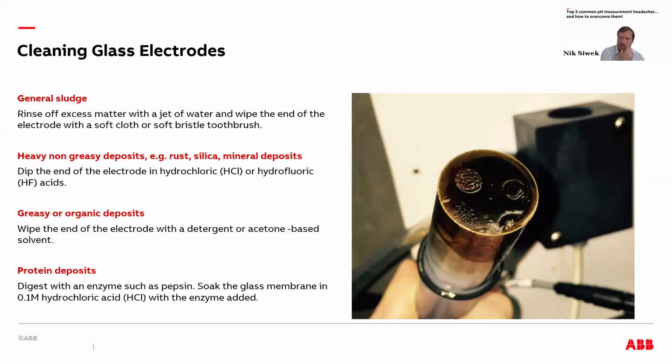For iron deposits, a great solution would be hydrochloric acid or HF-based solutions, which will etch the rust off. You have to keep in mind with HF acid-based solutions that you want to be careful not to leave it in too long, because over time it will etch the glass itself. For greasy deposits, a detergent or acetone-based solvent works really well. And for protein deposits, in pharma and food and bev, an HCl solution with enzymes works really well, especially with deep penetrating plugging of the junction.